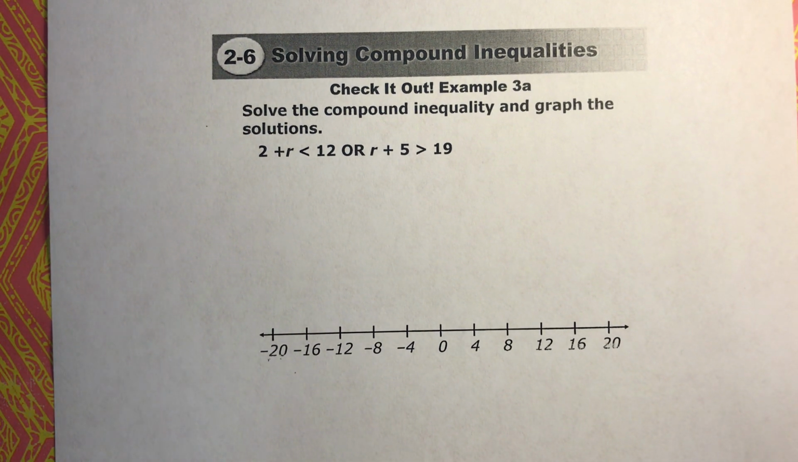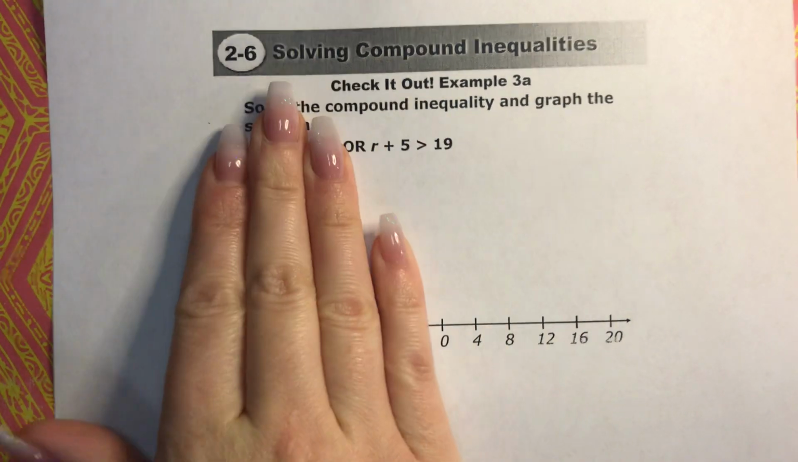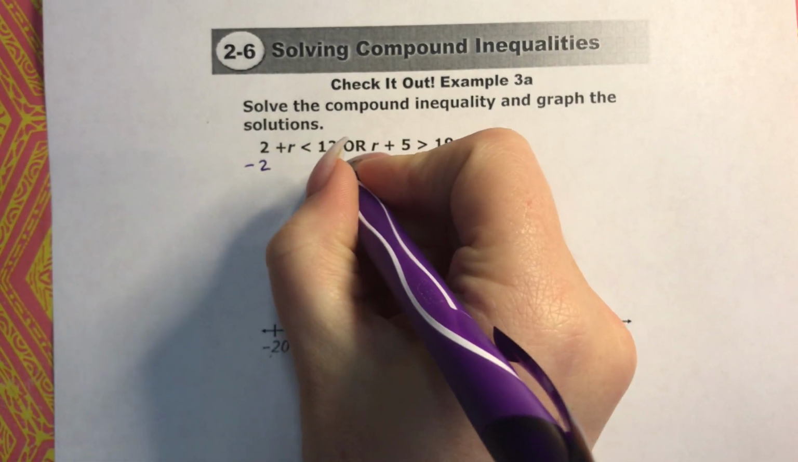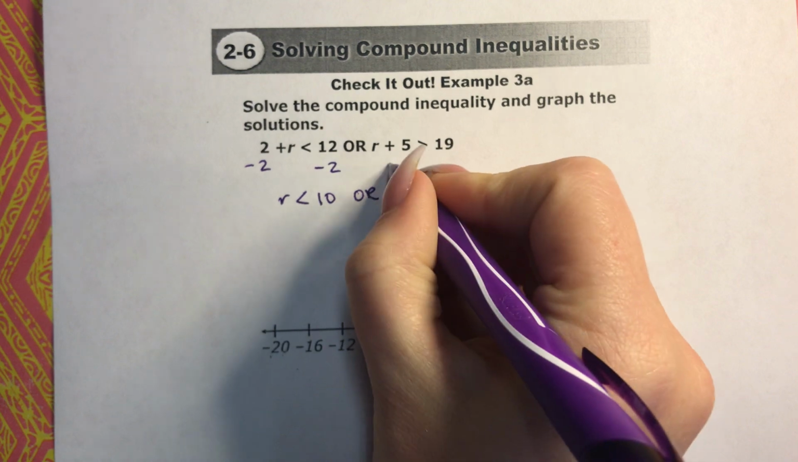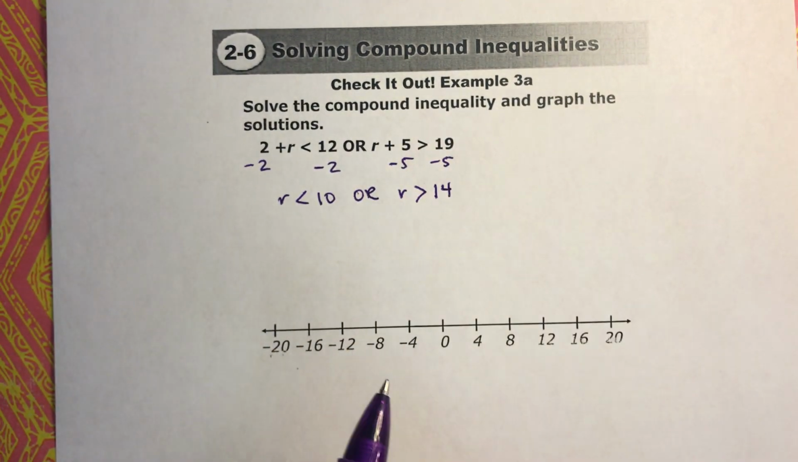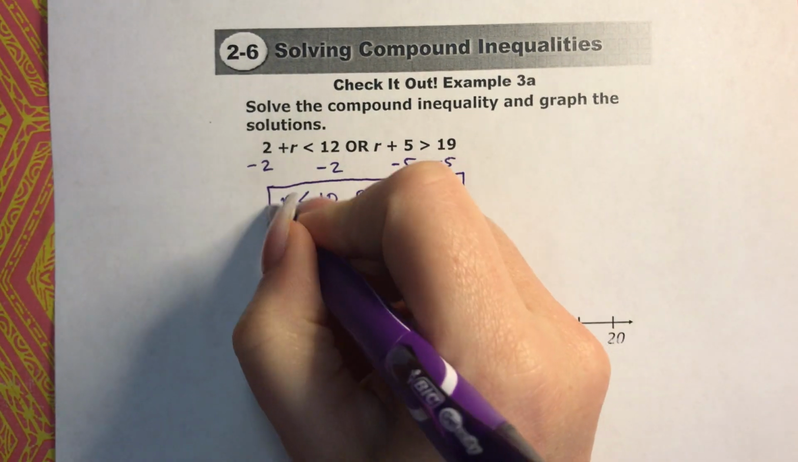All right, let's see how you did. So we are just going to take one of these inequalities at a time, solve this one, then solve that one. We're going to subtract 2 from both sides. We get r is less than 10, or we subtract 5 from both sides. R is greater than 14. Smaller one, bigger one, perfect. Time to box it. That is our solution set.